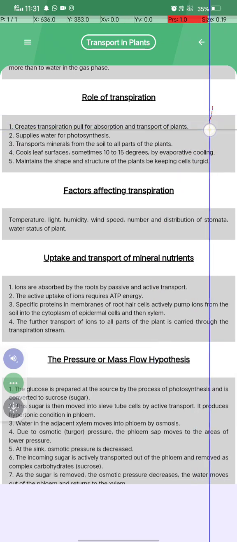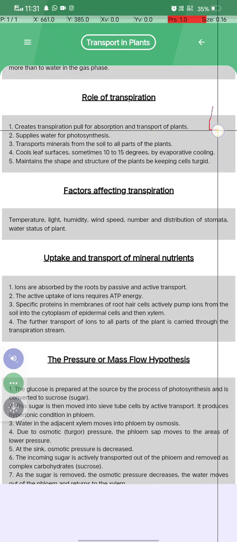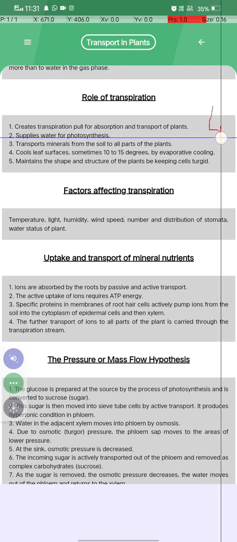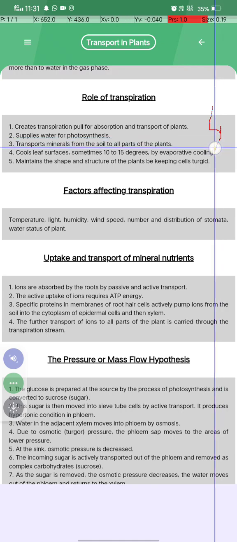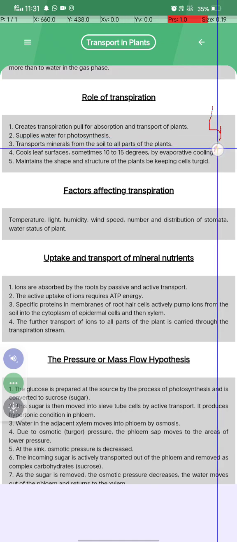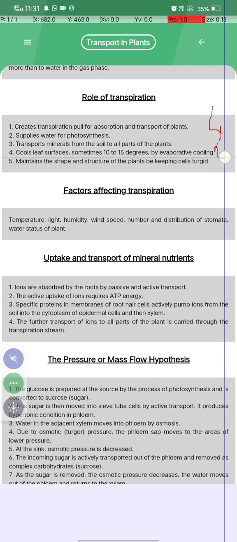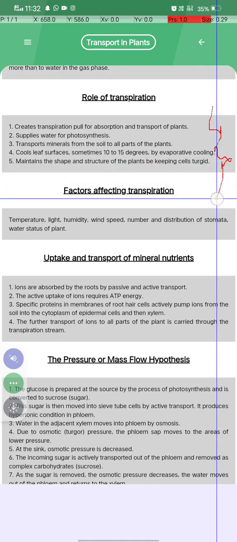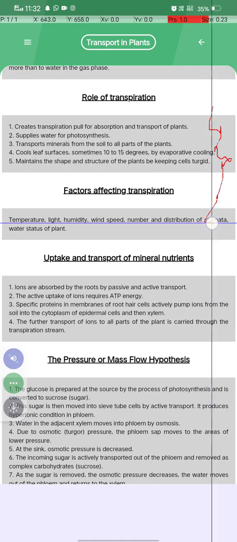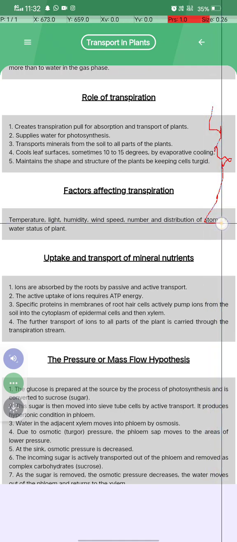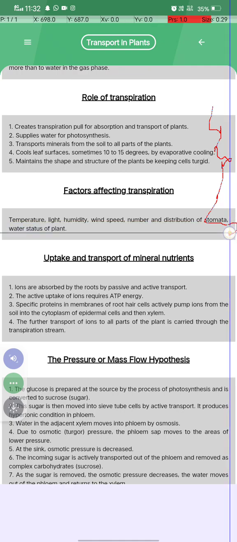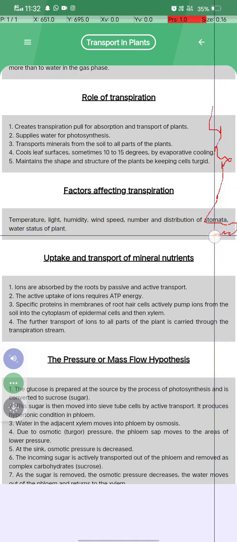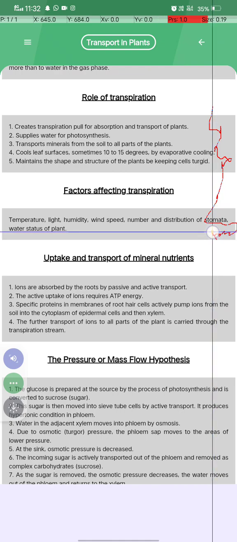Roles of transpiration: create the transpiration pull for the absorption and transport of water in the plant, supply water for photosynthesis, transport minerals from the soil to all parts of the plant, cool the leaf surface sometimes 10 to 15 degrees by evaporative cooling, and maintain the shape and structure of the plant by keeping cells turgid. Factors affecting transpiration: temperature and light, humidity, wind speed, the number and distribution of stomata, water status of the plant. Okay, इसे स्टैटस ऑफ द प्लांट भी कहते हैं, और तो कुछ है नहीं.